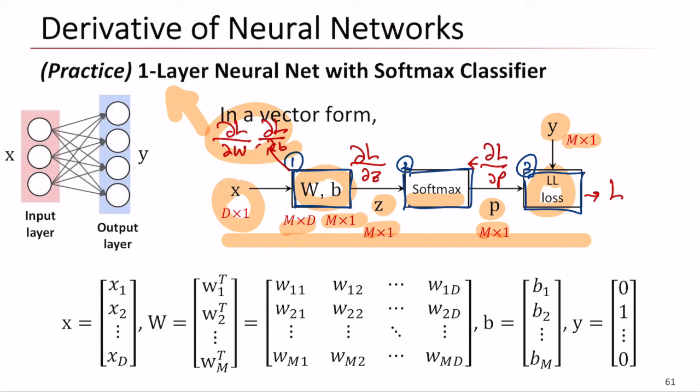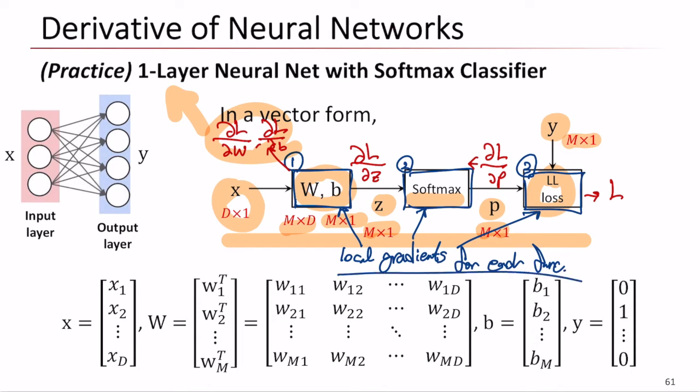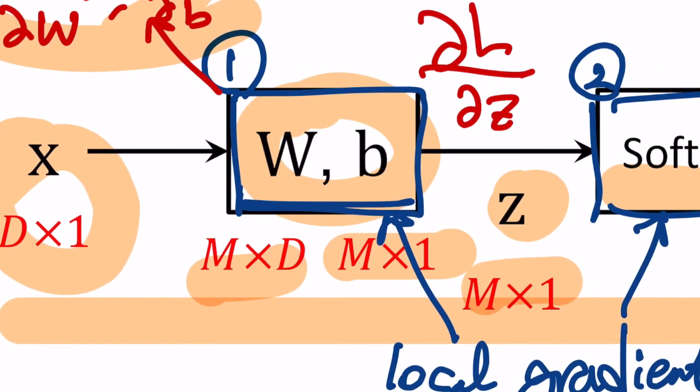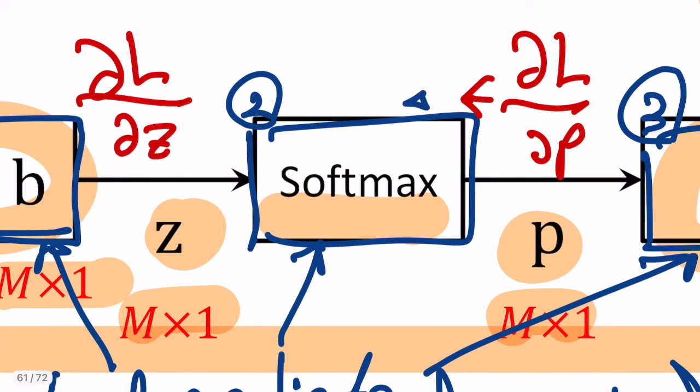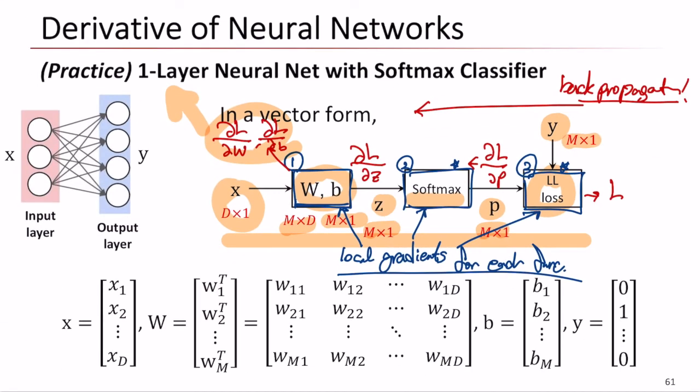The question is the local gradient for each function. If we can find out the local gradient for each function, then we can just backpropagate and train the network. First of all, we already discussed how to backpropagate across the linear projection block. Here let's talk about the local gradient for the softmax function and the error loss. Then we can do backpropagation even with a different classifier, let's say the softmax classifier.